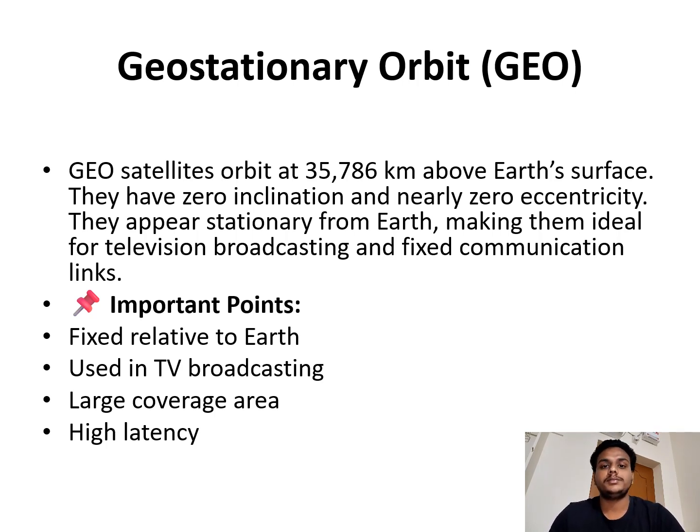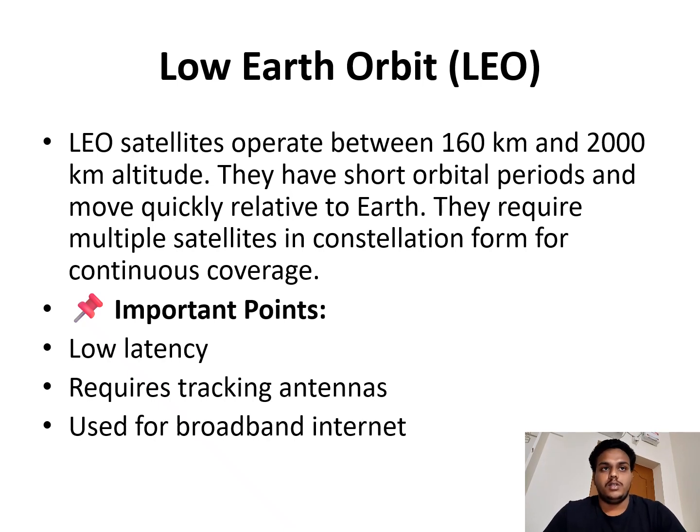Next, low Earth orbit (LEO). LEO satellites operate between 160 kilometers and 2000 kilometers altitude. They have short orbital periods and move quickly relative to the Earth. They require multiple satellites in a constellation for continuous coverage. It has very low latency. It requires tracking antennas and it is used for internet connections. Now these are the main points of the LEO.